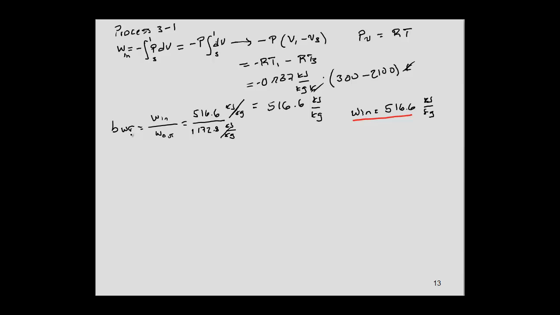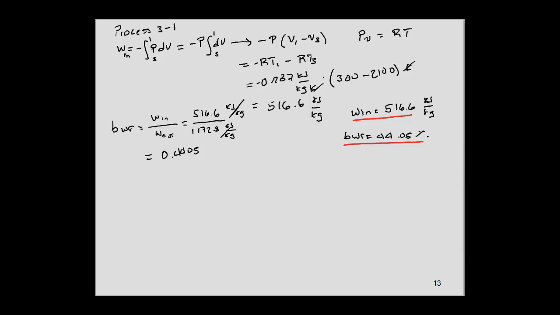This back work ratio is a dimensionless number, and it is equal to 0.4405. That means that 44% of the work that I'm getting in the expansion portion needs to be introduced to the cycle in the compression. So this cycle works.